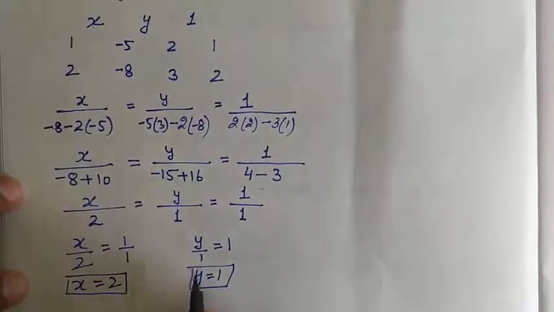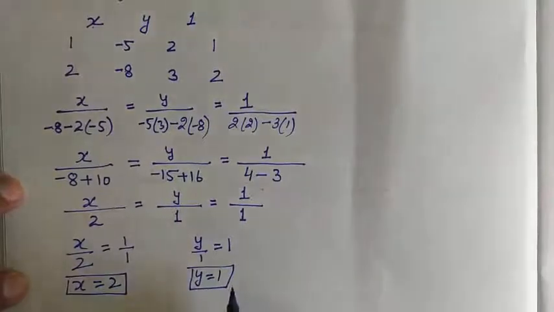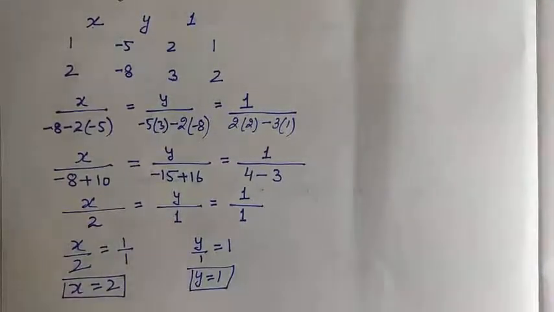So it means x is equal to 2 and y is equal to 1 is the solution of this pair of linear equations. And you have seen that with all these three methods, the same answer was coming, same solution was coming. So this way we can check our answers also.